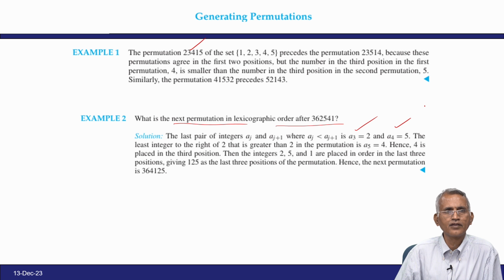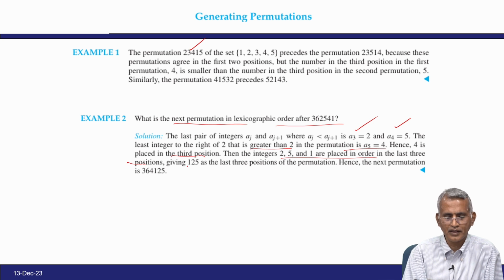The least integer to the right of 2 that is greater than 2 in the permutation is a5 equal to 4. Hence, 4 is placed in the third position. Then the integers 2, 5 and 1 are placed in increasing order in the last three positions, giving 1, 2, 5 as the last three positions of the permutation. Hence, the next permutation is 3, 6, 4, 1, 2, 5. So, this way we can do that in the order of a1, a2, a3, a4, a5, a6.